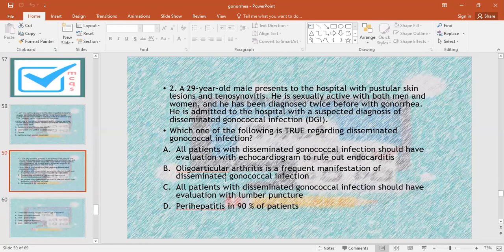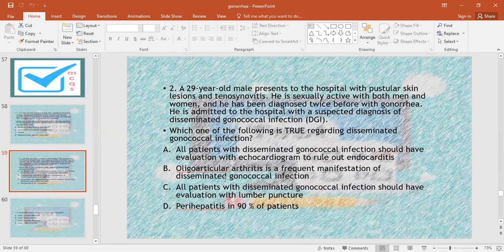A 29-year-old man has tenosynovitis. He is sexually active with both men and women and was diagnosed twice before with gonorrhea. He is admitted to the hospital with a suspected diagnosis of disseminated gonococcal infection. Which one of the following is true regarding disseminated gonococcal infection? All patients with disseminated gonococcal infection should have evaluation with echocardiogram.